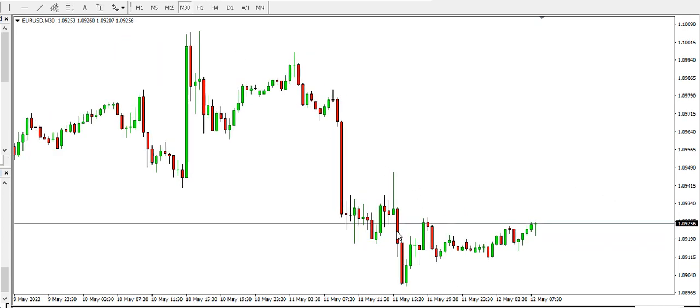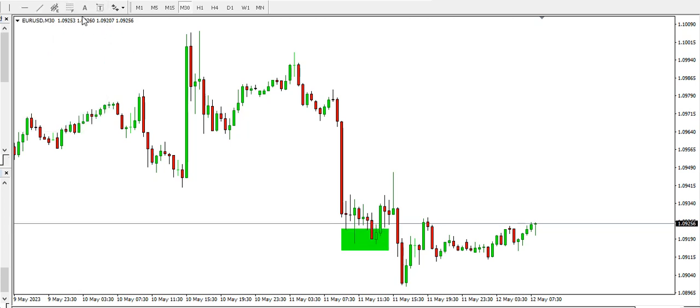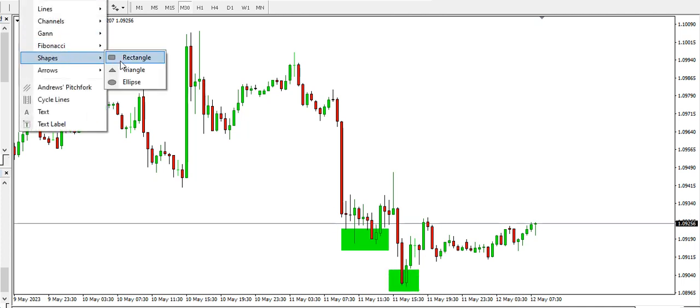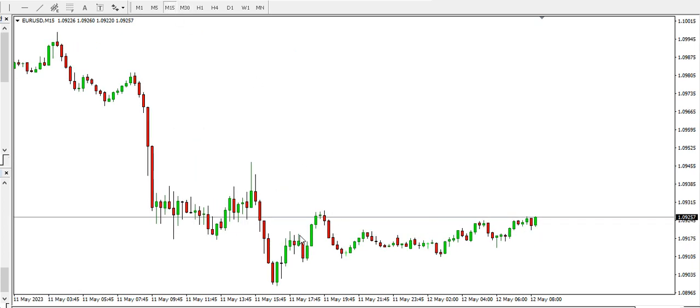Let's look at the 30 minutes time frame. We can see more like an inverted head and shoulder. This is the left shoulder, this is the head, and this is the right shoulder. So we might see price going up a bit. Let's look at the 15 minutes time frame. Price is currently ranging, and the bulls are trying to break this particular structure around here.